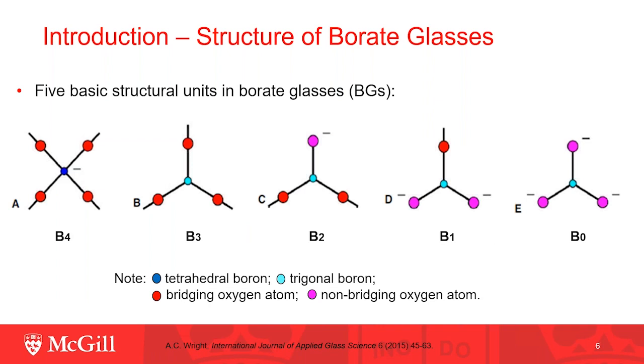As shown in this slide, borate glasses have 5 basic structure units. B4 is the unit with tetrahedral boron and 4 bridging oxygens. B3, B2, B1, B0 are the units with trigonal boron and 3, 2, 1, 0 bridging oxygens.